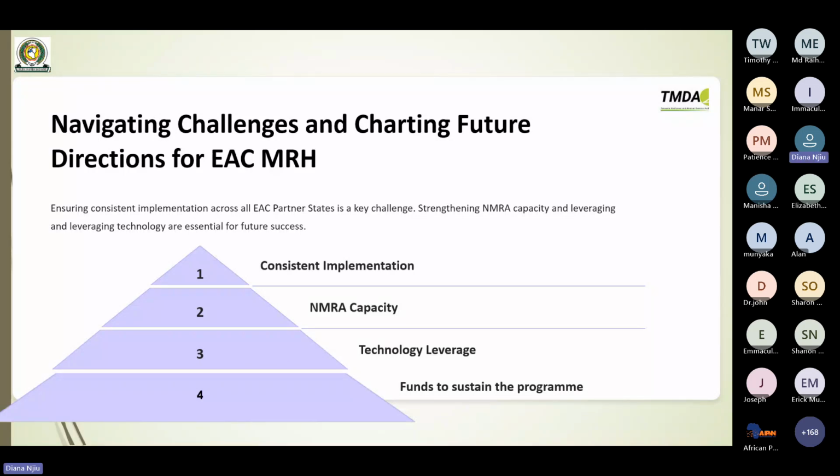Also sluggish medicine registration processes, which may lead to some of the delays, and also some changes on the funds to sustain the program. So we are aware of these challenges, and the initiative has been putting more efforts to tackle these challenges so as to ensure that the program objectives, mission, and vision are reached.